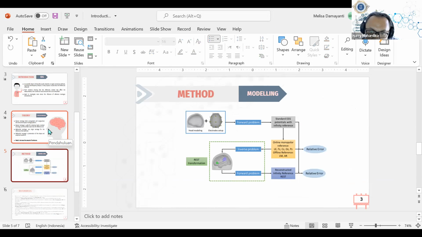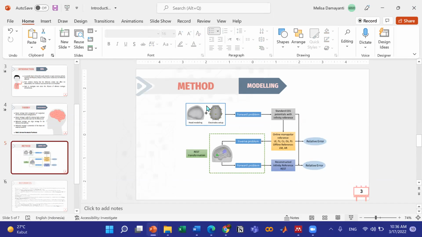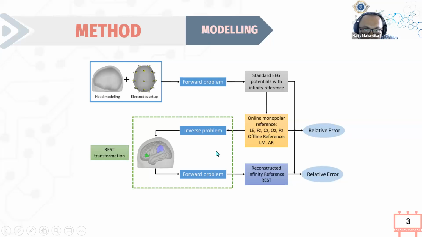Okay, so for this one, could you make it full screen, please? Oh, okay. Yeah. For this one, okay. The numbers, the letters, I guess, are too small. Well, I'm not talking about the forward problem, inverse problem, and the green box and the blue box on the right. But in the middle, we have standard EEG, online monopolar, and then reconstructed reference REST.